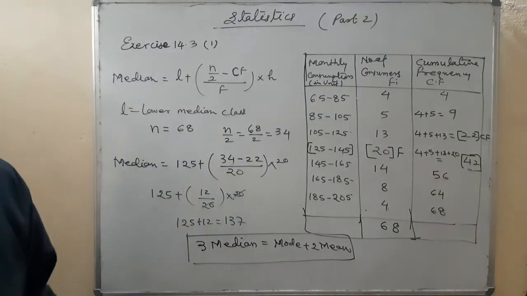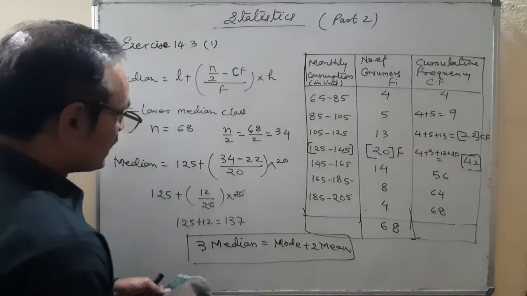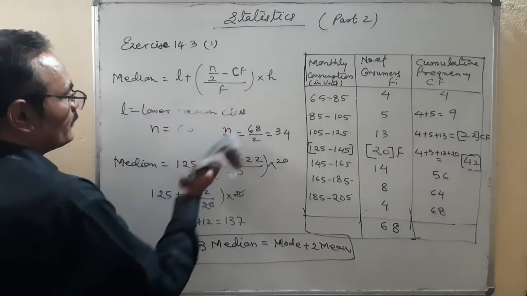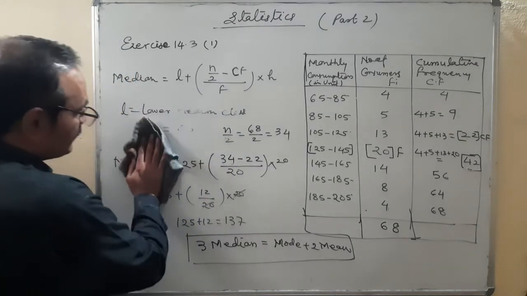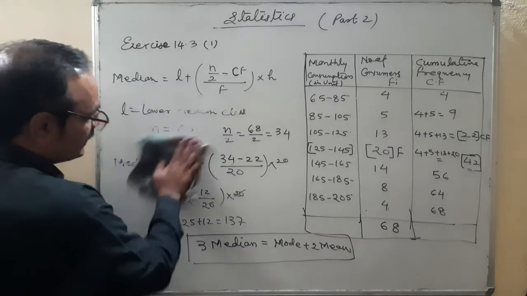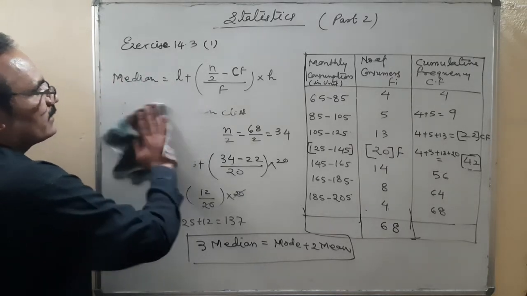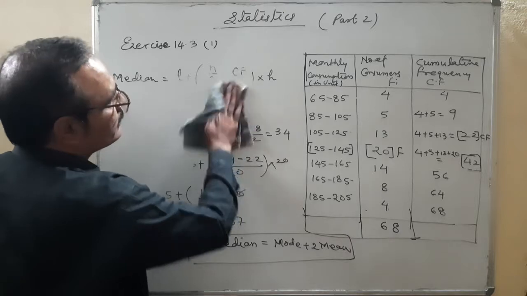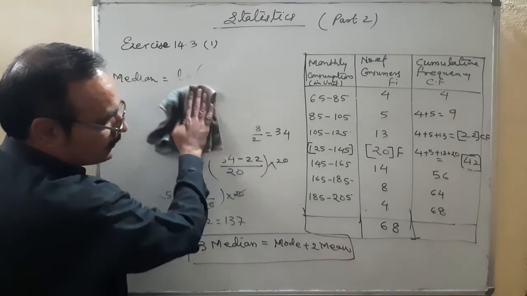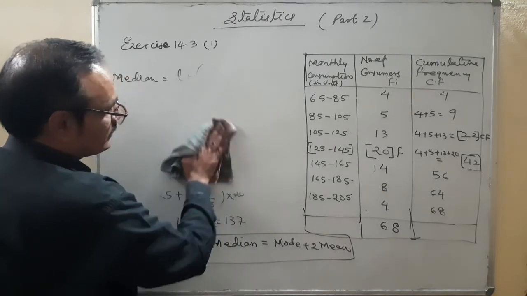Okay. In MCQs, sometimes it is asked what the empirical formula is, and 4 different options are given. So you will remember it very carefully, that it's 3 multiplied by median on one side, and 2 multiplied by mean plus mode on the other.